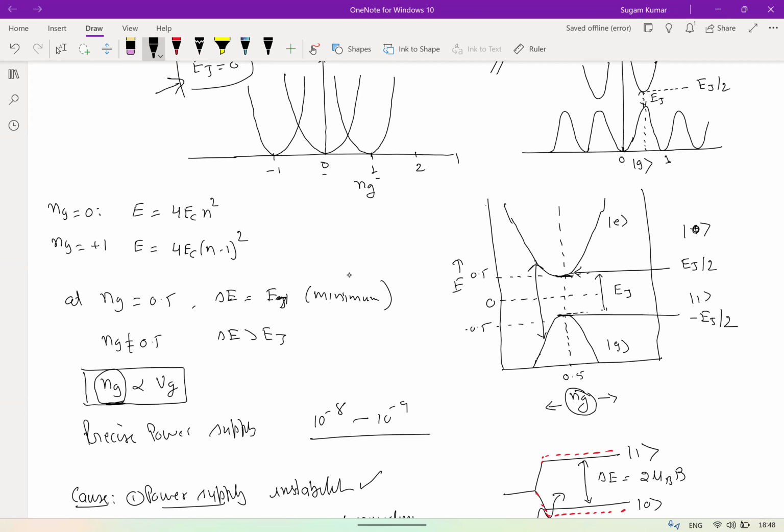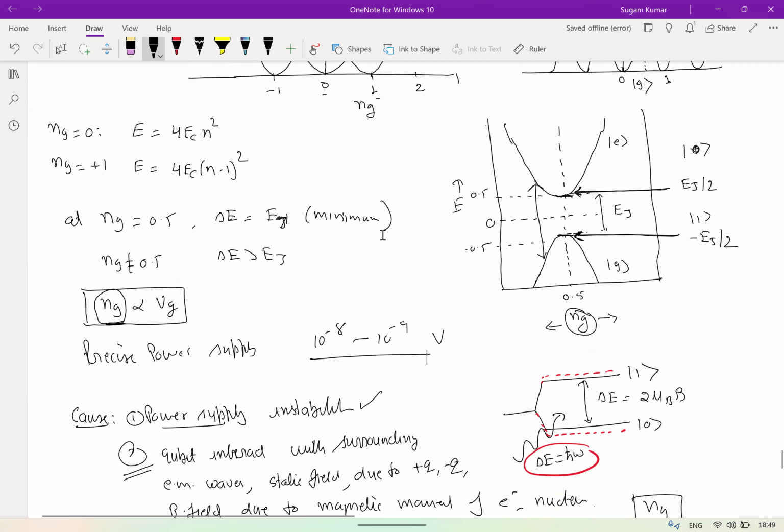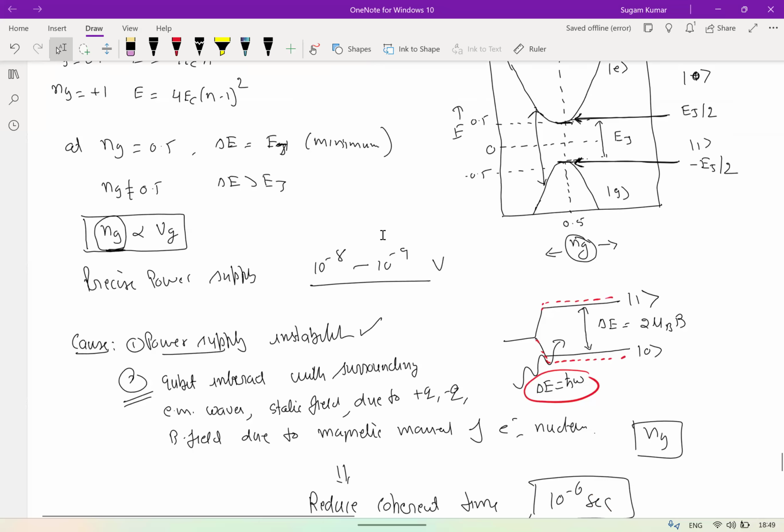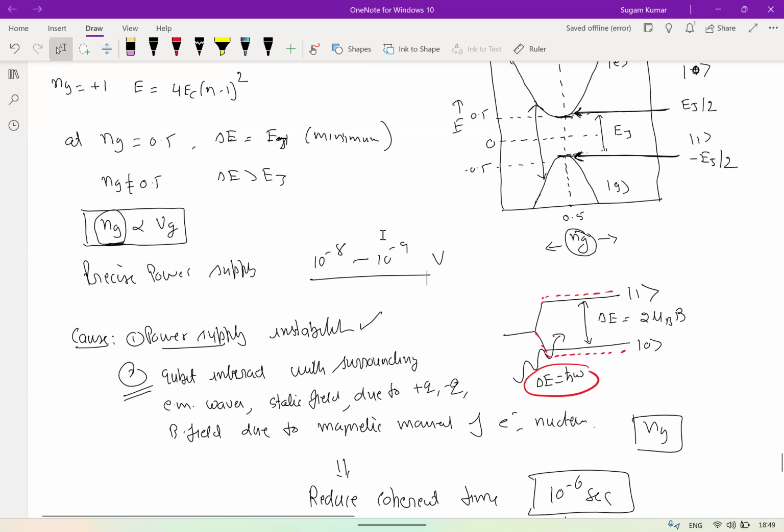And when you say that the precision power supply VG should be of the order of 10 to the minus 8 to 10 to the minus 9, are we talking of volts or micro electron volts or electron volts? What's the unit there? No, it's volt. Thank you.